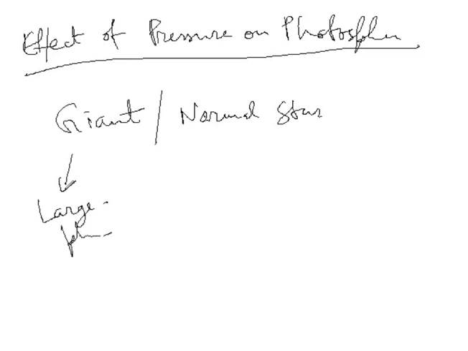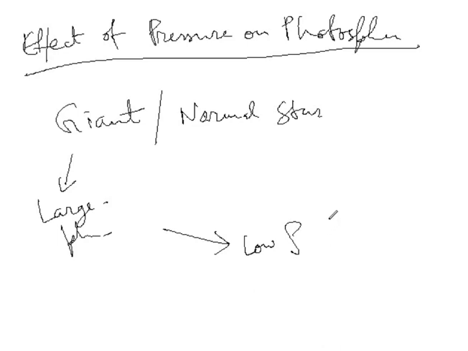Because it is so large, a giant star's atoms are spread over a very large volume. So what does this mean? This means that the density of particles in the star's photosphere is low. As a result, the pressure in the giant's photosphere is also low. And this affects the spectrum in two ways.